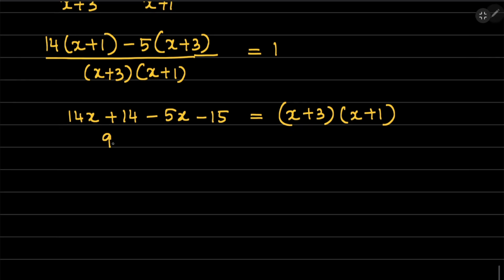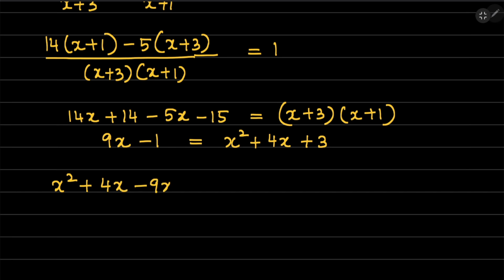So you have 9x minus 15 plus 14 is minus 1, which is equal to, again, x square plus 3x. So you have plus 1x plus 3x. This is equal to plus 4x plus 3. Bring all the terms to one side. So you have got x square plus 4x minus 9x plus 3 plus 1 equal to 0. So you have x square minus 5x plus 4 equal to 0.